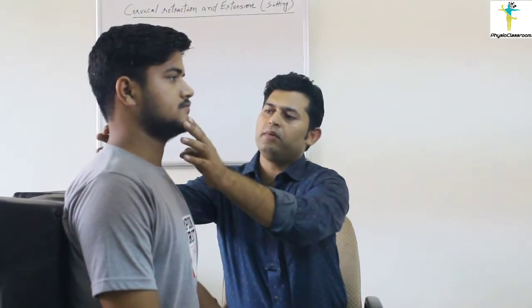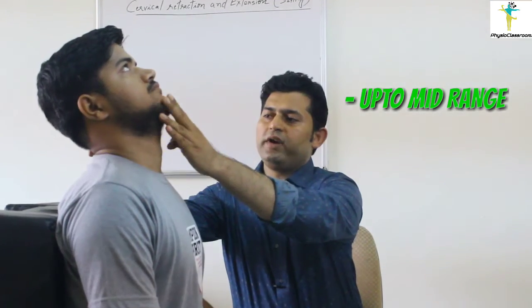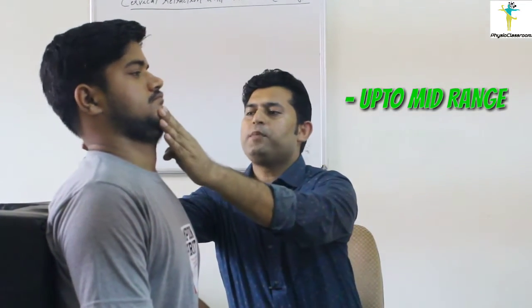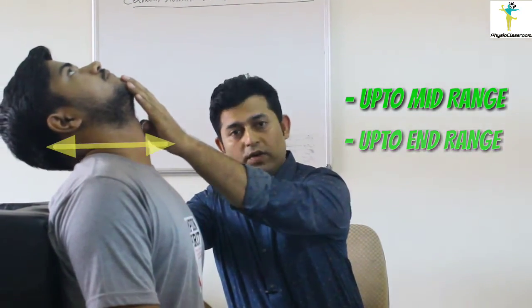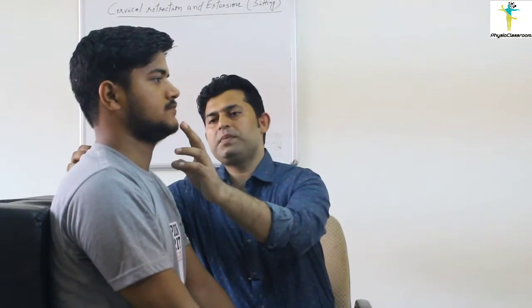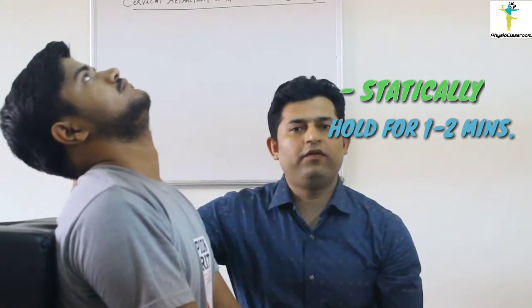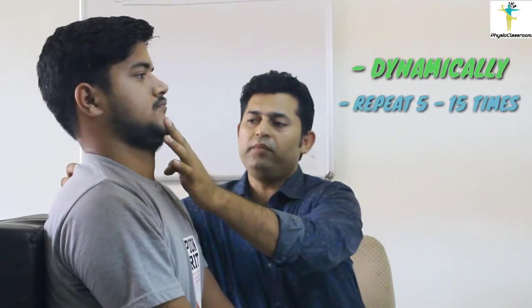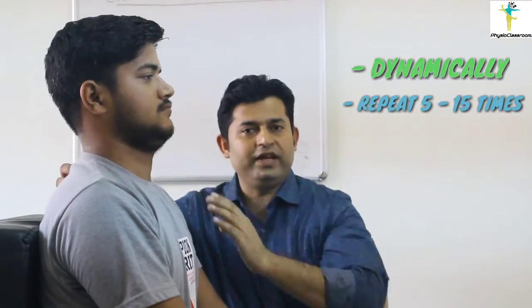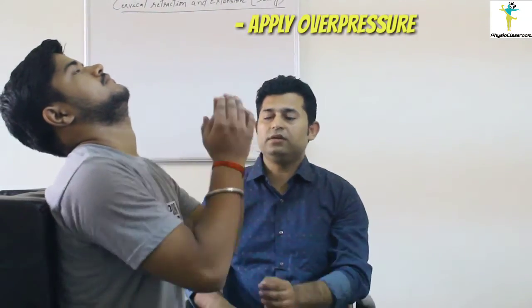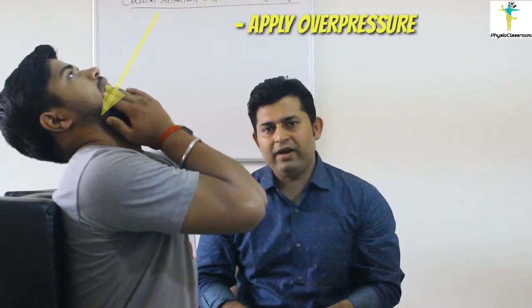So the cervical retraction and extension exercises can be performed up to the mid-range to treat the upper cervical spine or up to the end range to treat the lower cervical spine. The exercise can also be performed statically by holding the end range position for around 1 minute or dynamically by repeating the movement about 5 to 15 times. Sometimes, to gain further range of cervical extension, it becomes necessary to instruct the patient to give overpressure at the end range of motion.